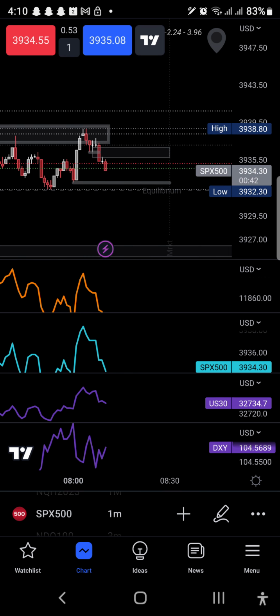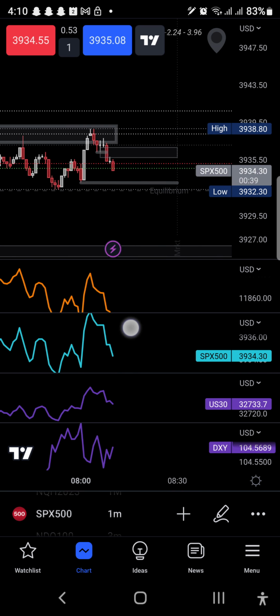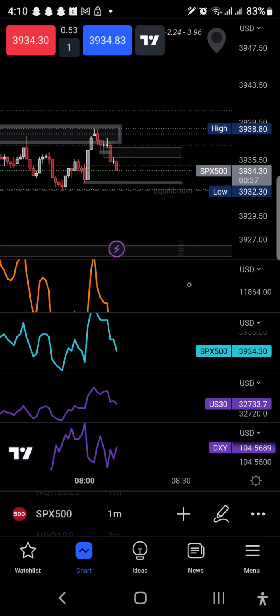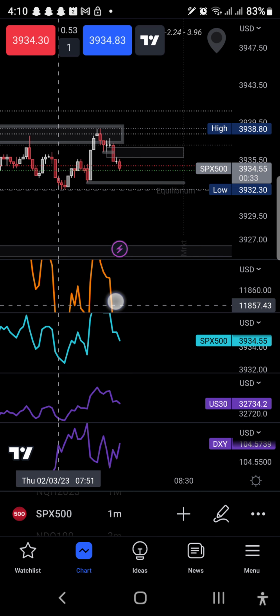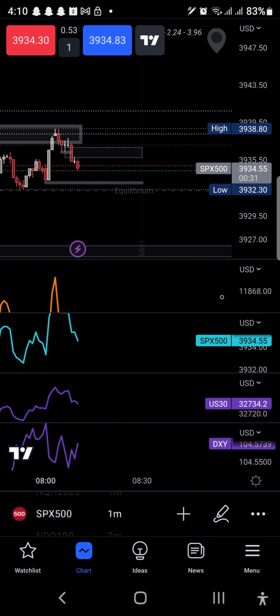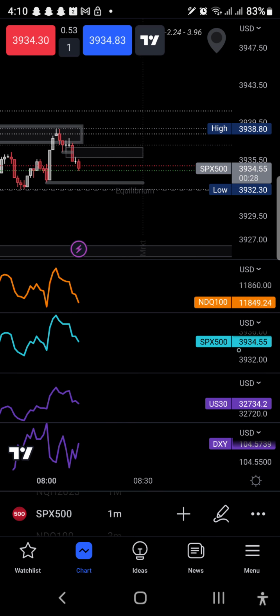I need an SMT divergence for an entry. Otherwise, no entry. Is there an SMT divergence? I think I see one. No, not here. No entry for me yet. No SMT divergence. But everything is ripe for an entry now.